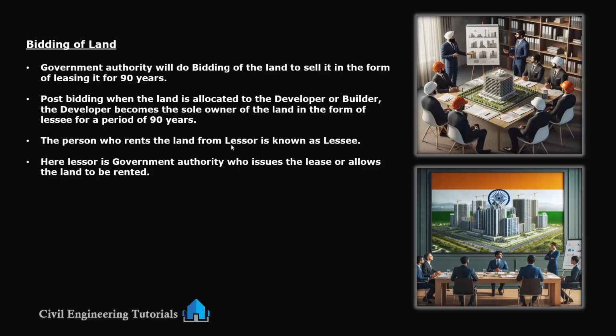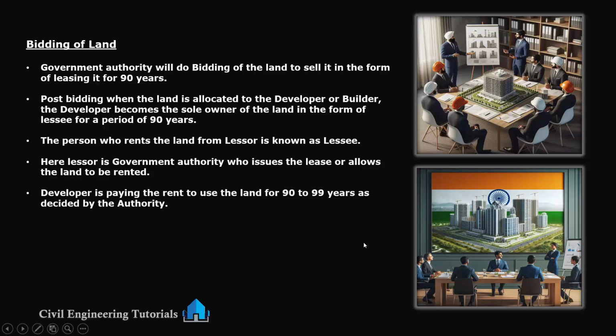Okay. Now, the next step: the developer pays the rent to use the land for 90 to 99 years as decided by the authority. It may be 90 years or it may be 99 years. Sometimes it may be 100 years, but mostly it is 90 to 99 years as decided by the authority.